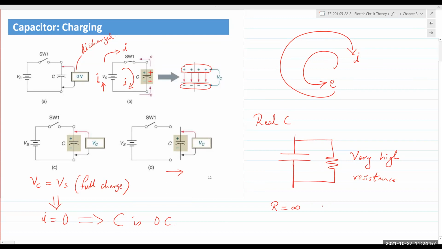But in real life, it is not infinite. It has a very, very high value. So whatever charge you have across the capacitor will slowly trickle through that resistor. The resistor, of course, dissipates energy in the form of heat. So all of the charge that is stored in the capacitor is slowly dissipated.